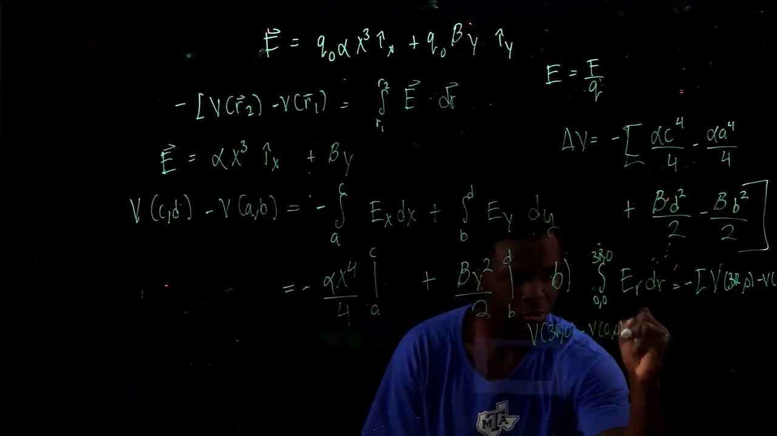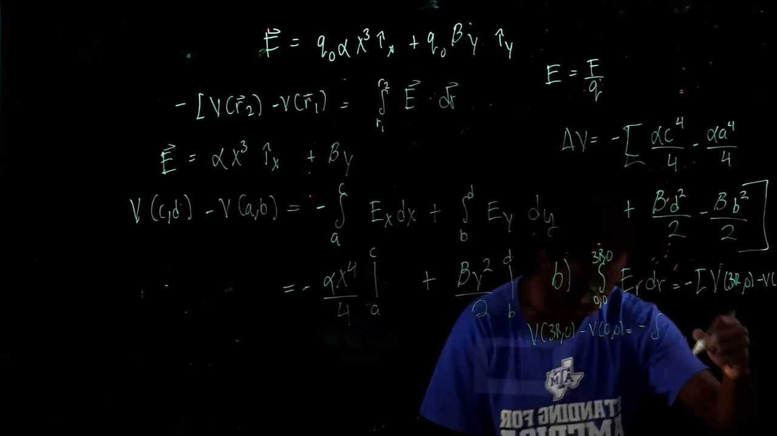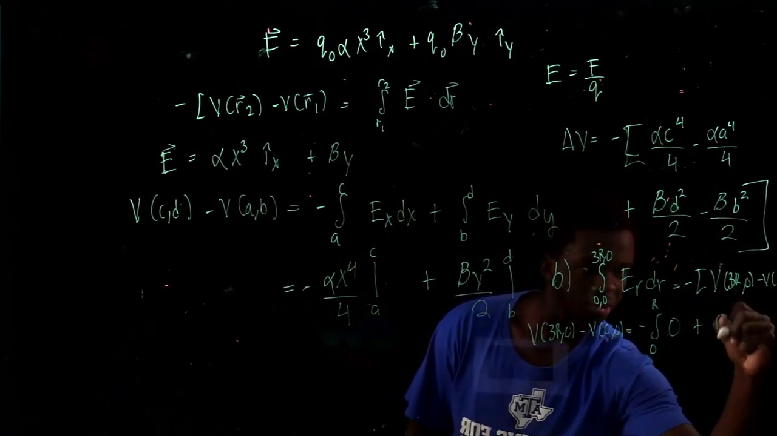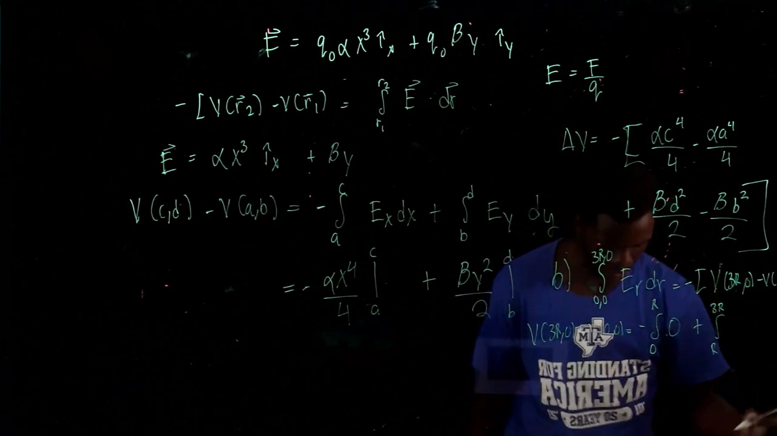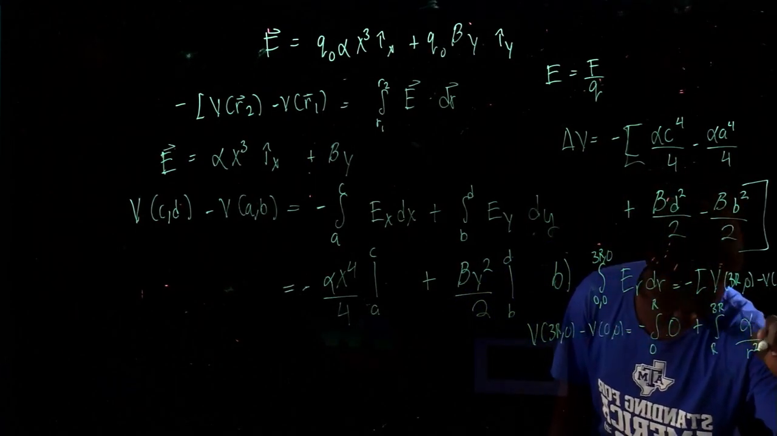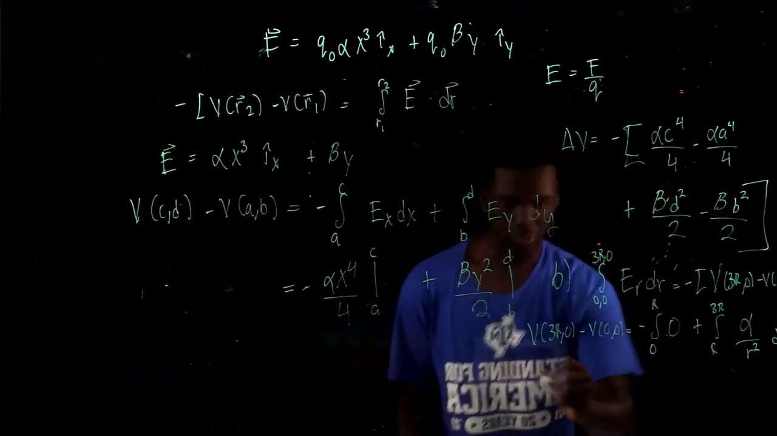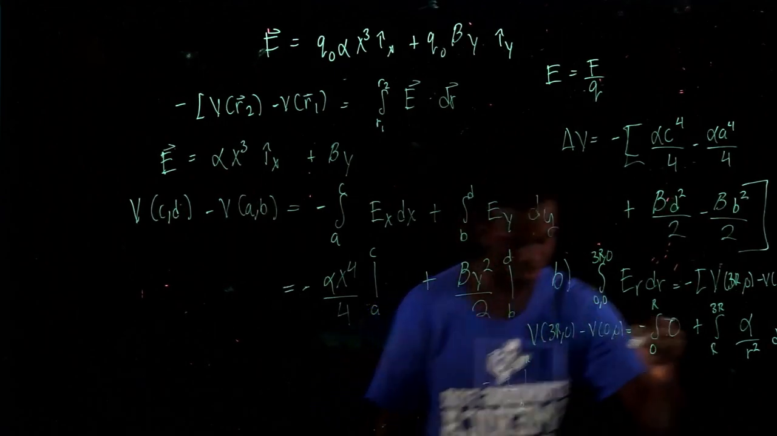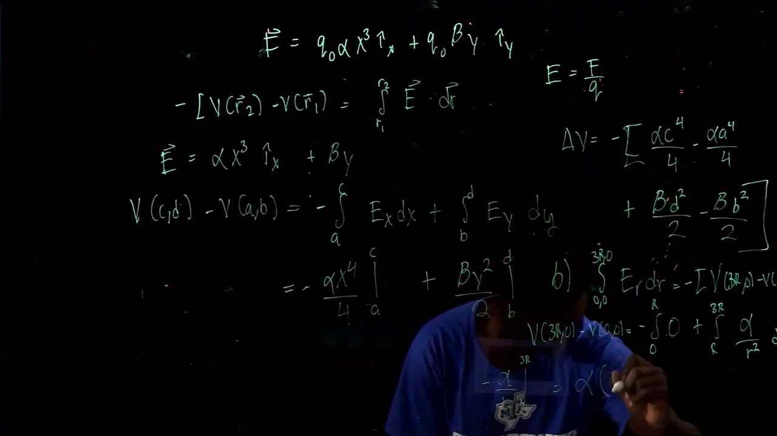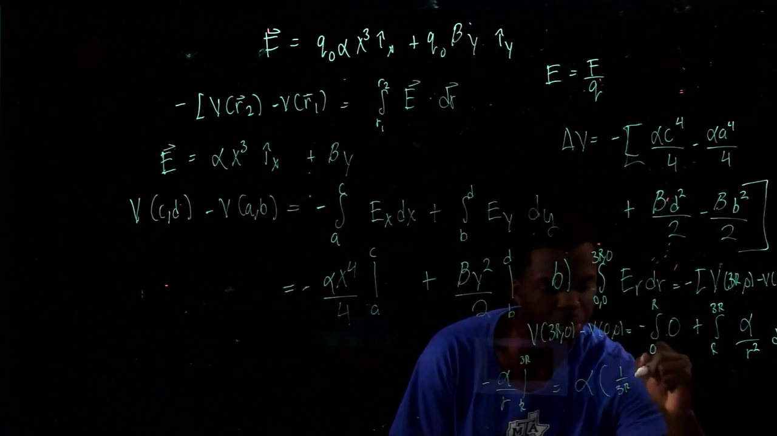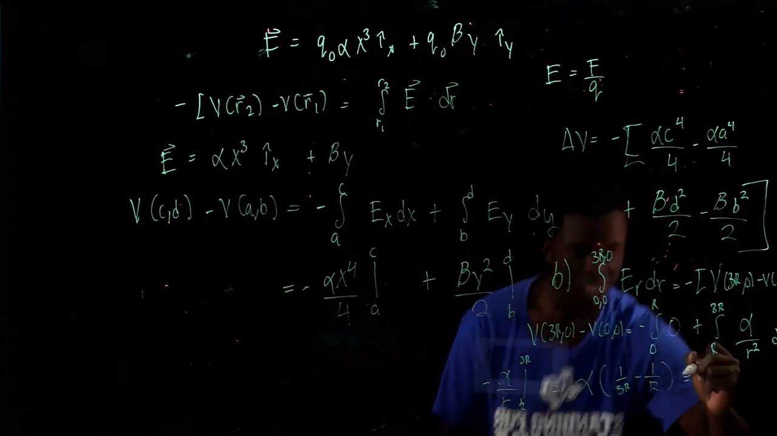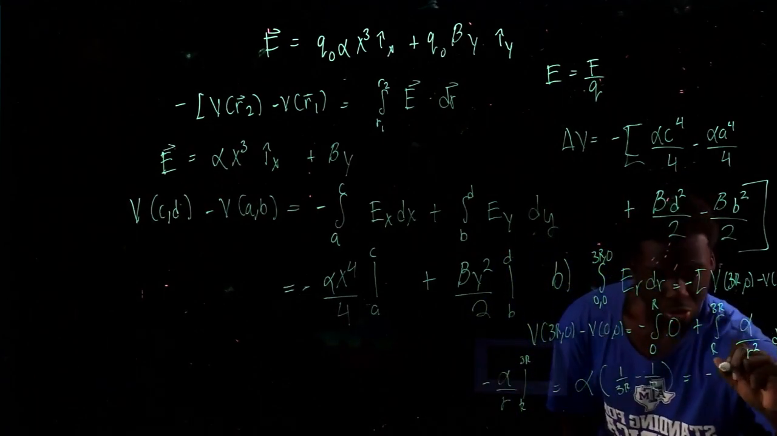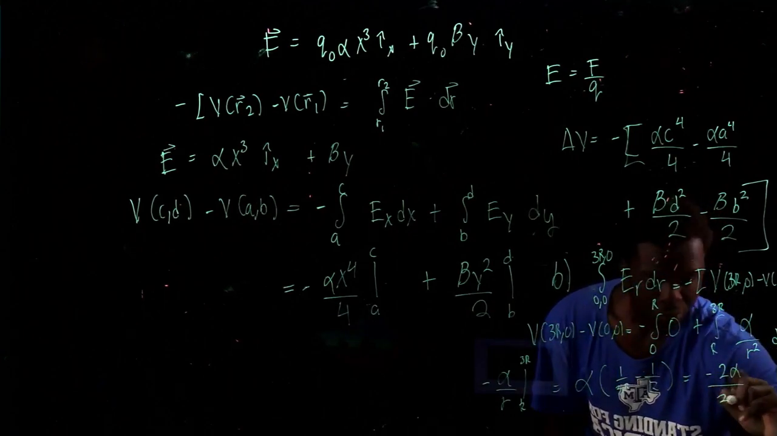V of (3R, 0) minus V of (0, 0) is equal to negative integral of 0 to R, where we're given E is 0, so this is going to be 0, plus R to 3R, where we're given E is alpha over R squared dr. Once you take the integral of that, it's going to be negative alpha over R from R to 3R, which is equal to alpha times (1 over 3R minus 1 over R), which is equal to negative 2 alpha over 3R.